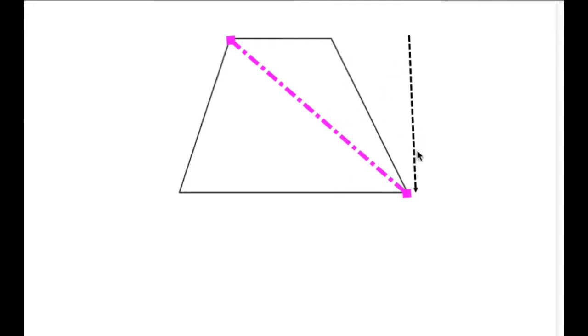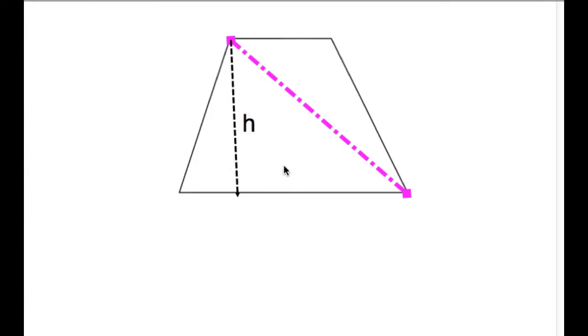So even if I were to measure the height off of the shape, I know that that height is going to be the same inside of that shape as well. And I can just take this line and move it around. So no matter what I'm looking at, the height of that trapezoid is going to be the same for both of those two triangles.